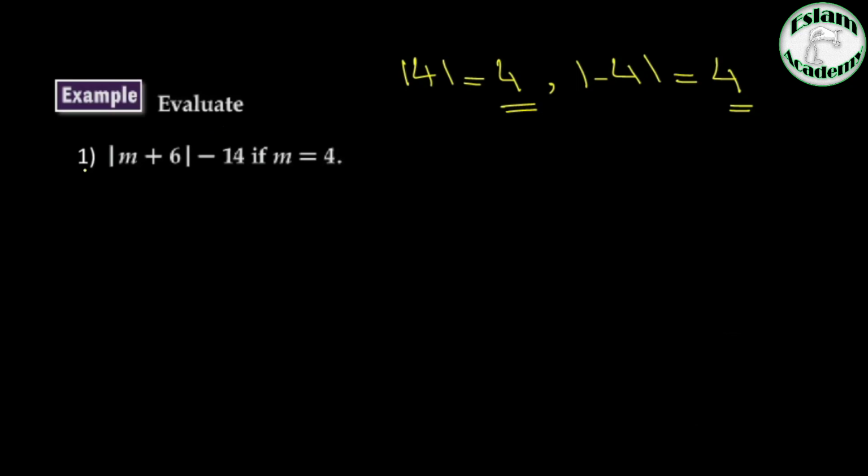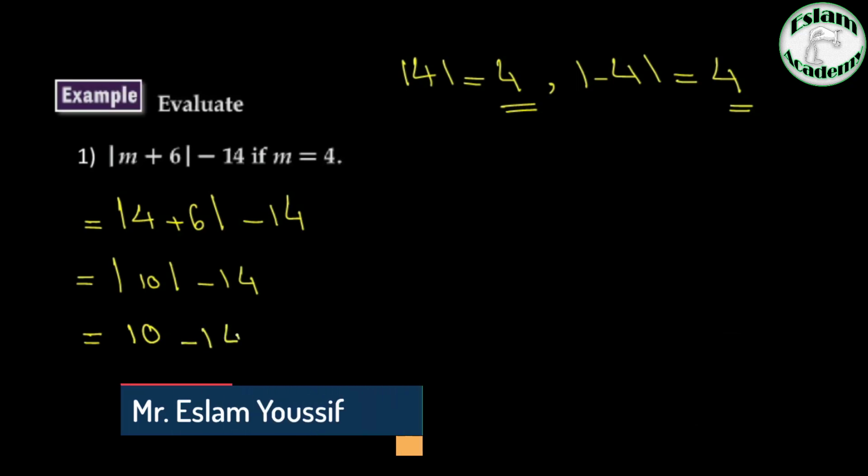Now we need to evaluate. Number 1. The absolute value of m plus 6, minus 14, if m equals 4. It means we need to replace m with 4. So the absolute value of 4 plus 6, minus 14. The first one, the absolute value of 4 plus 6 equals 10, minus 14. The absolute value of 10 is 10, minus 14. So the answer will be equal to negative 4.